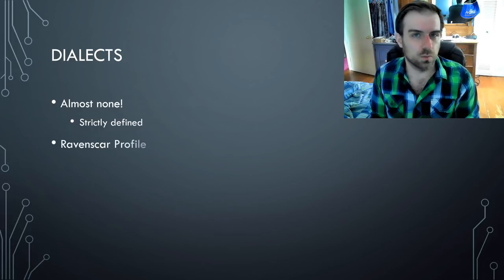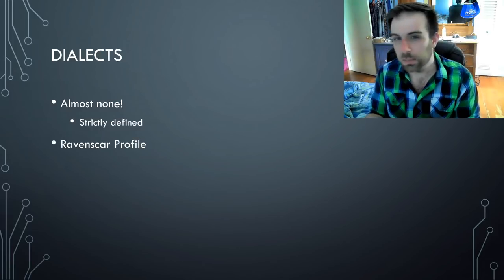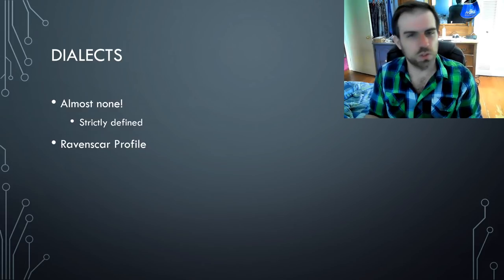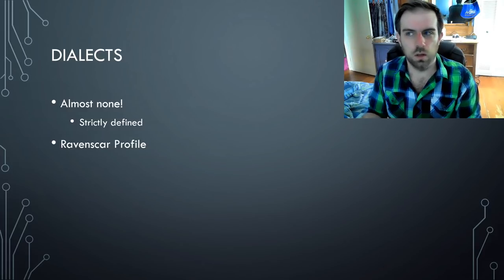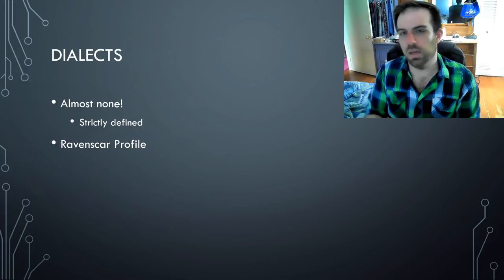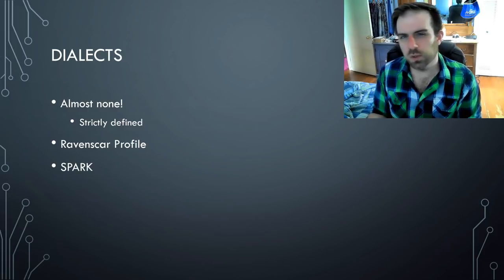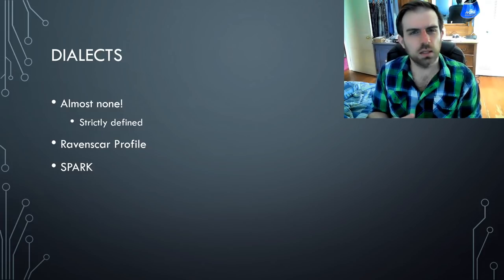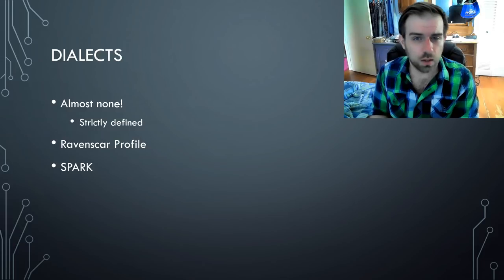In practice, you will not have much trouble moving from one compiler to another. Now, there is the Ravenscar profile, which is not so much a dialect, but more like a limited version of Ada. It reduces a lot of the additional stuff, and it's meant for using Ada 95 through 2012 in embedded environments still. And you also have Spark, which is sort of a subset, sort of a superset of the language. I'm not going to delve too much into that because in its own right, it should get its own video.